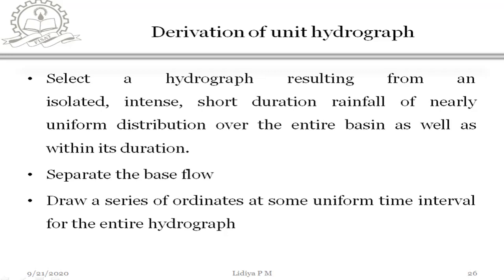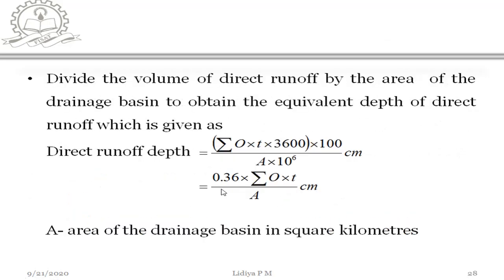How to derive a unit hydrograph from a hydrograph? Select a hydrograph resulting from an isolated, intense, short duration rainfall of nearly uniform distribution over the entire basin as well as within its duration. So we have to consider isolated and intense short duration rainfall. Then we have to measure the discharge in the river, and draw the hydrograph. Then what is the next step? We have to separate the base flow. So these are the different steps.